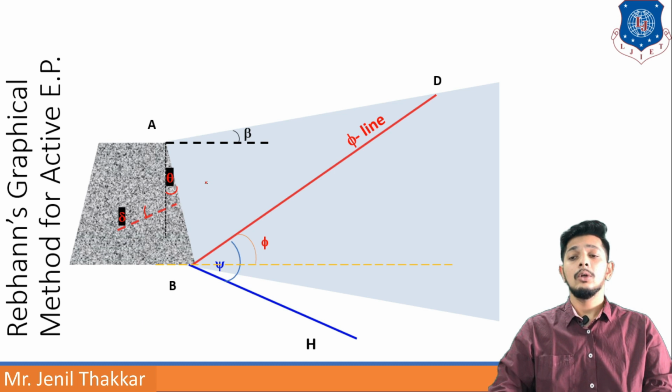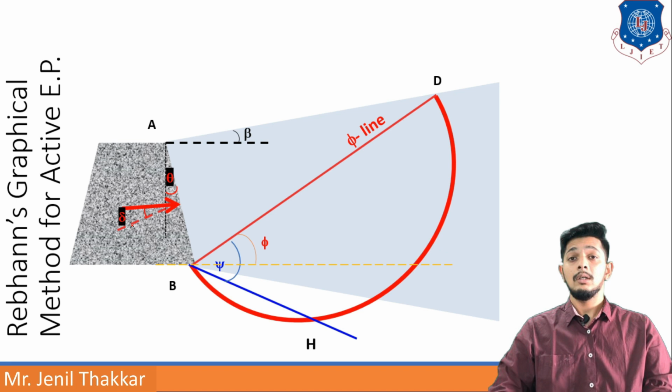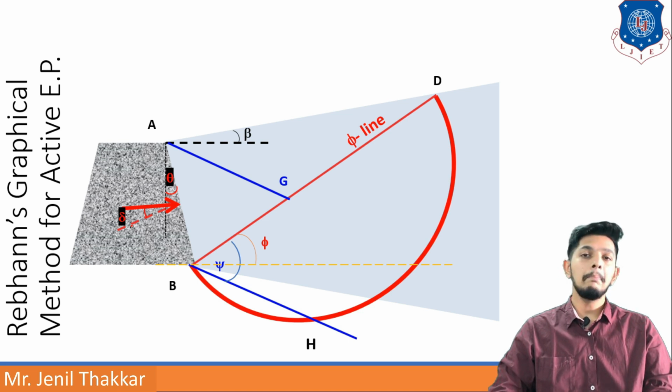Then we have to understand where active earth pressure will be acting. So we have to assume some point. At this point active earth pressure will be acting, and it must be having an angle delta as shown. Now take BD as diameter of the circle and draw a semicircle like this. After that, draw a parallel line to psi line, or we can say BH line, from point A on phi line. So I will get a line as AG.